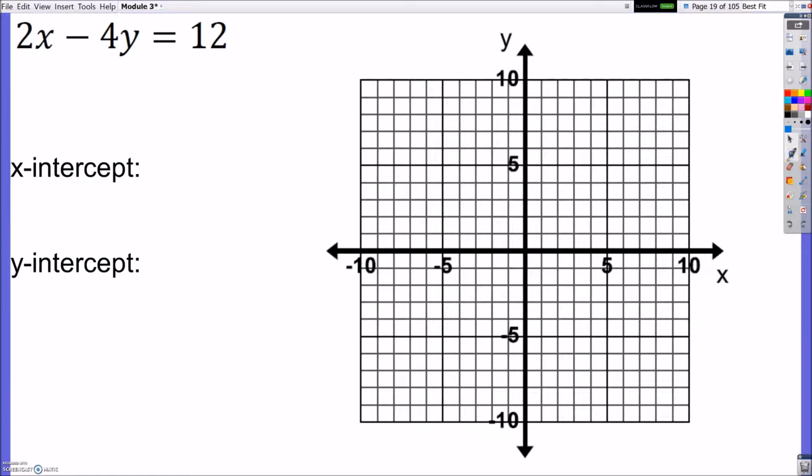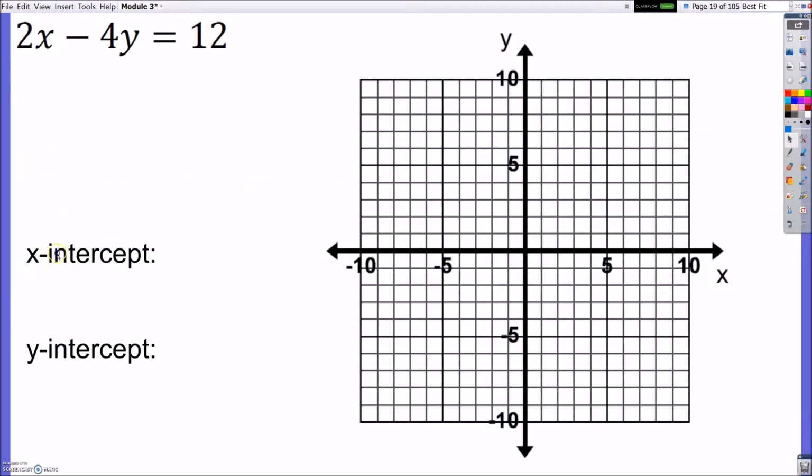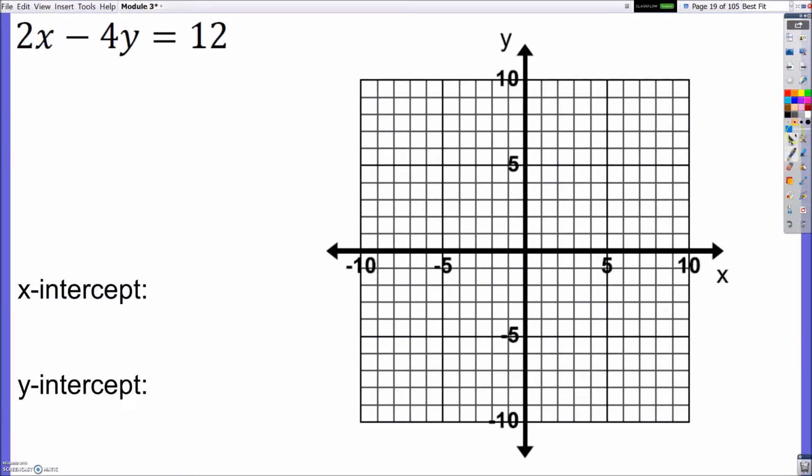All right, so let's go and look at this next one. Same idea. I'm going to go ahead and find my x and y intercept. To find my x-intercept, I'm going to plug in 0 for y. So I'm going to do that first. 2x minus 4 times 0 is equal to negative 12. Negative 4 times 0 is 0, and 2x minus 0 is just 2x. So I'm going to be left with 2x is equal to negative 12. And I'm going to divide both sides by 2 to get an answer of x equals negative 6. So for my x-intercept, I have a value of negative 6, 0.